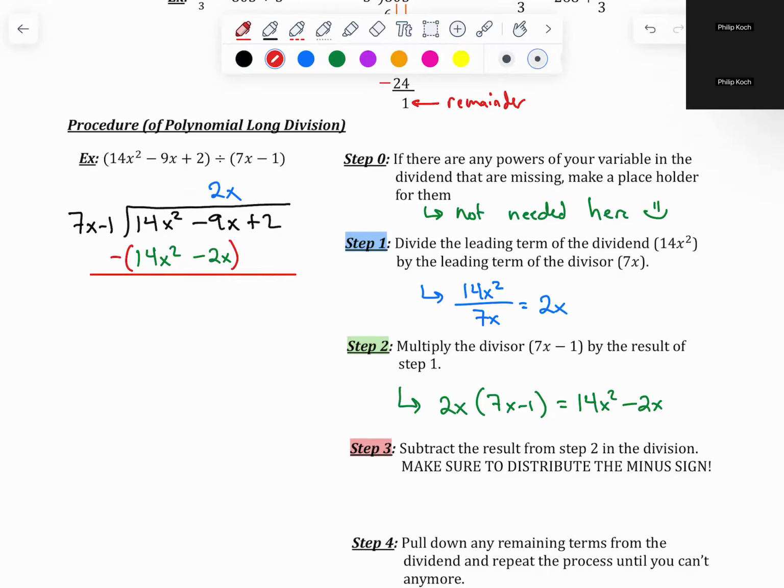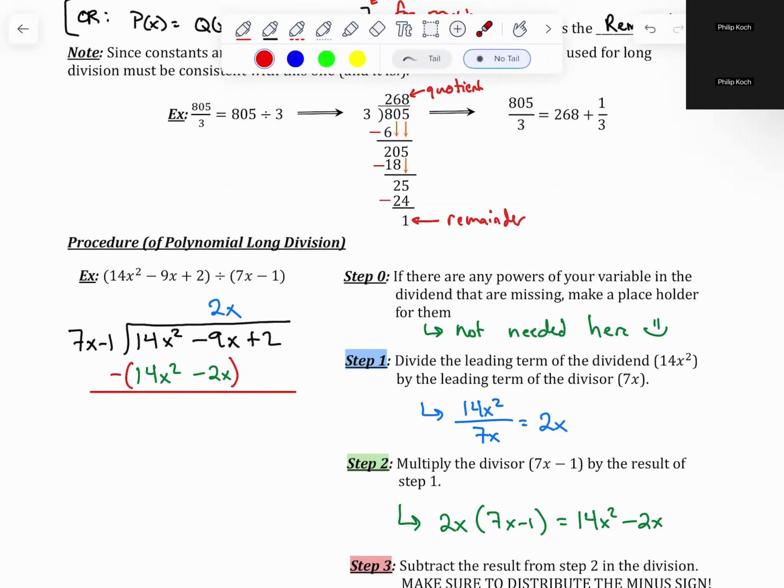This is one place where they really differ. In the previous example with normal number long division, there aren't multiple terms. There's just one value, 6, then 18, then 24. It doesn't have any extra stuff. But now we're subtracting a collection of terms. So that minus sign has to get distributed into both.